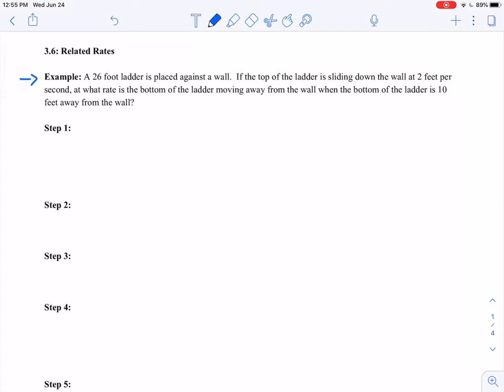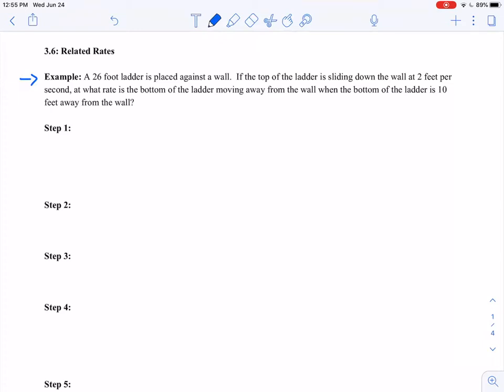These word problems, there's just a lot going on in them, so I'm going to describe the steps that we might want to take when we're trying to solve these. We're going to look at a classic example. Here we have the ladder problem. It says a 26-foot ladder is placed against a wall. If the top of the ladder is sliding down the wall at 2 feet per second, at what rate is the bottom of the ladder moving away from the wall when the bottom of the ladder is 10 feet away from the wall? So step 1 and step 2 I sort of almost grouped together.